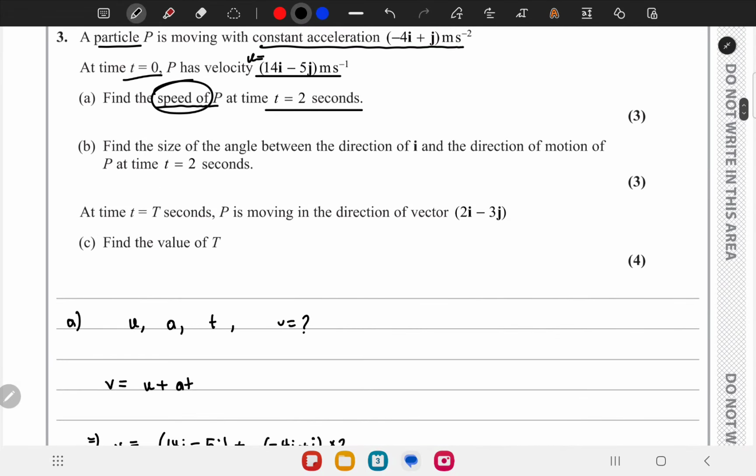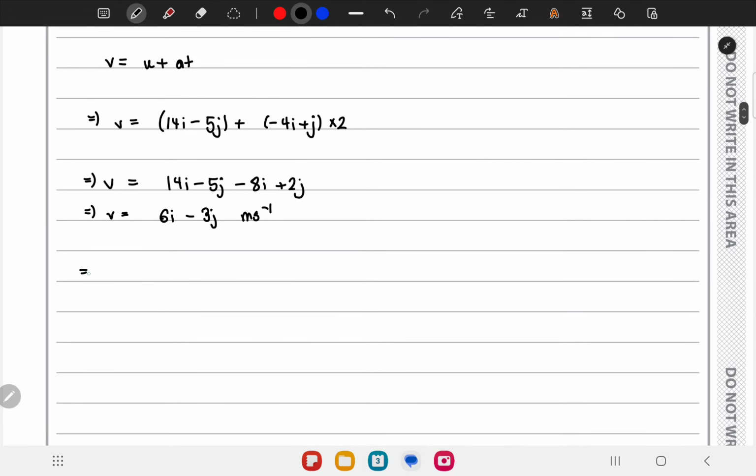We want the speed here, not the velocity. So we have to find the magnitude again. So root of 6 square plus 3 square. This would be 3 root 5 meter per second.